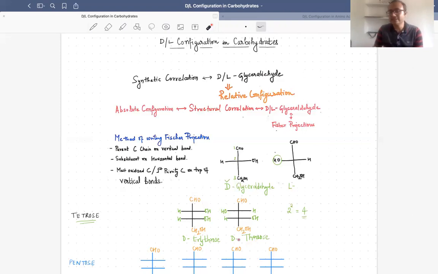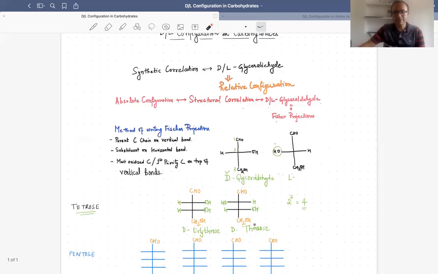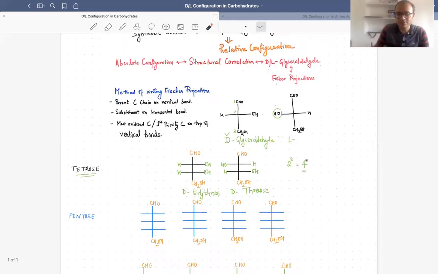So this is the D form. There are 2 D forms present. Obviously, the mirror image of this particular configuration would be L-threose, and the mirror image of this one would be L-erythrose. So that takes care of the 4 isomers. 2 are D form, 2 are L form. That's why you have 4 isomers.